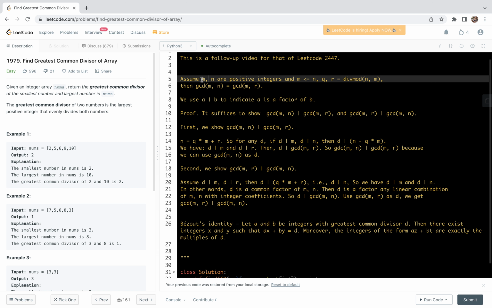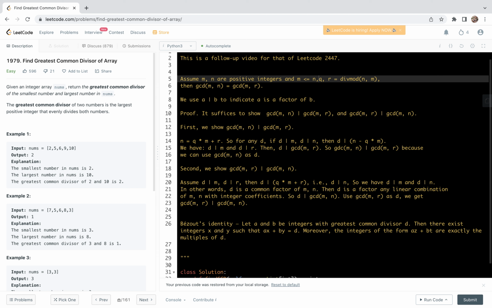So let's set this. Assume m and n are positive integers. Here I restrict the range to be positive just for convenience. And m less than or equal to n. This is not essential because we can switch m and n if needed, right? We can always assume m is less than or equal to n just to fix the idea.